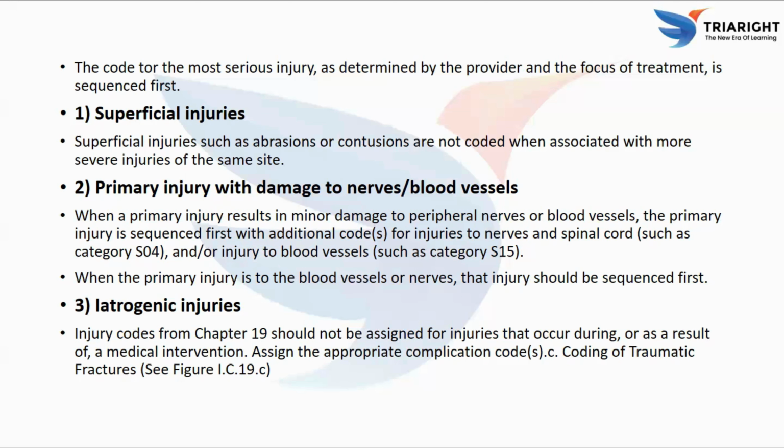There is an example. Patient sustains bowel perforation during surgery. So if you code S36, it gives you an error. So what is the correct code? K91.71 from the complication codes T81 to T88 category, which describes the accidental puncture during the procedure. So in this way, you have to code the iatrogenic injuries.